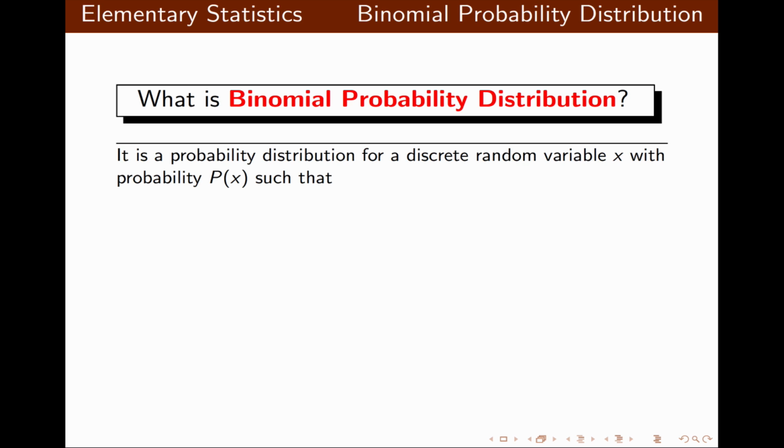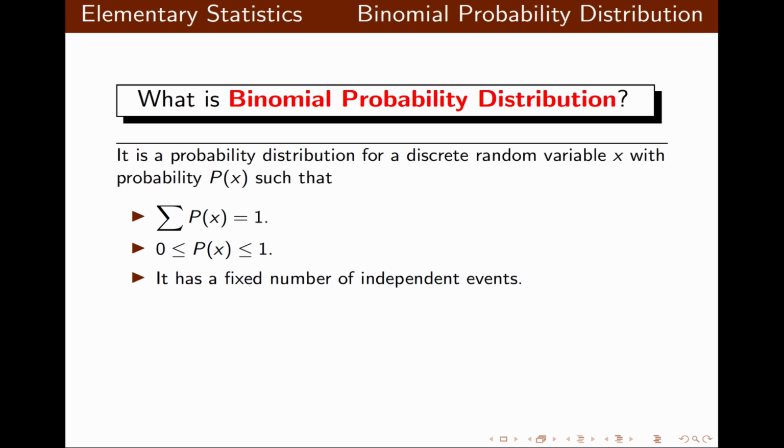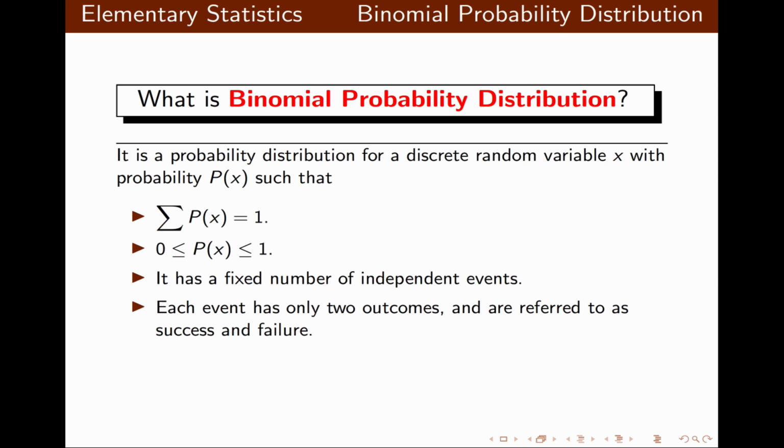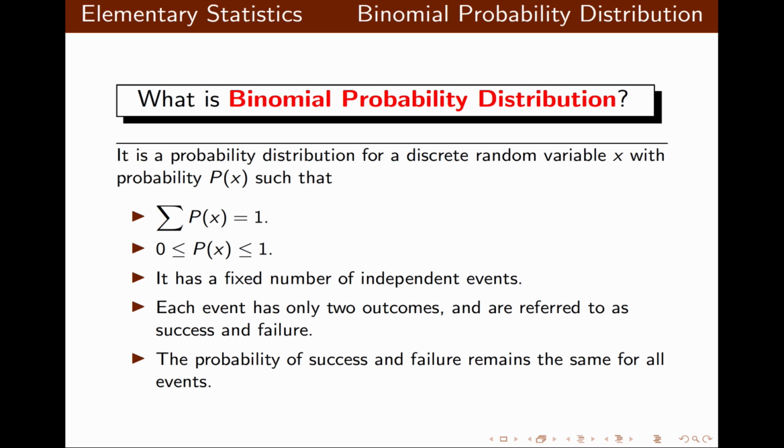following conditions are met. The sum of all probabilities is 1. Any probability has to be between 0 and 1 inclusive. It has a fixed number of independent events. Each event has only two outcomes, one considered success and the other one failure. And the probability of success and the probability of failure remains the same for all events.